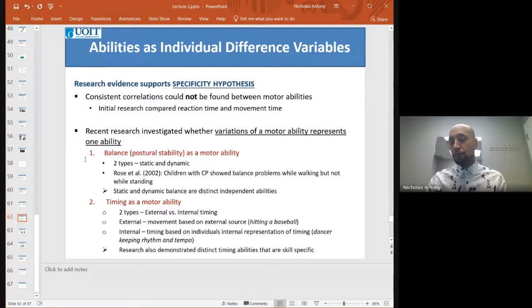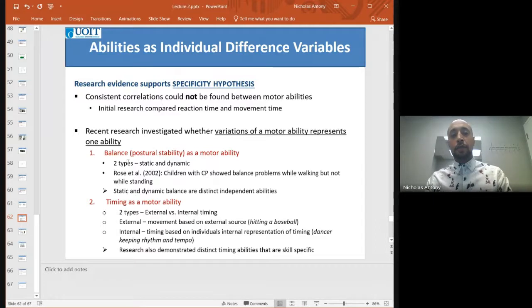And so lots of interesting research was developed, and it proved the specificity hypothesis. It showed that abilities are sort of independent of each other, that someone could be good in one motor ability and not good in another. So it sort of disproved this whole idea of a general motor ability. Here were some of the studies that they did.